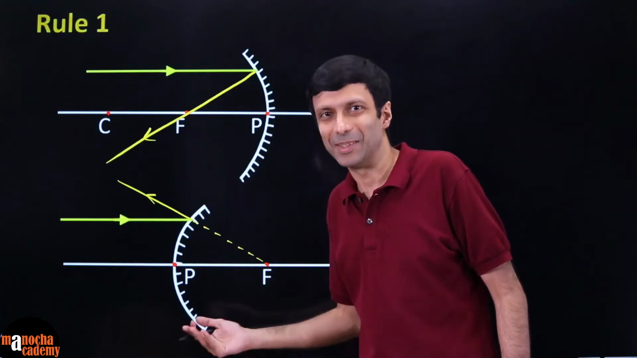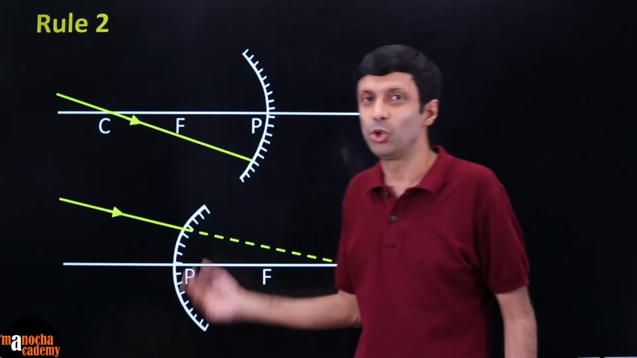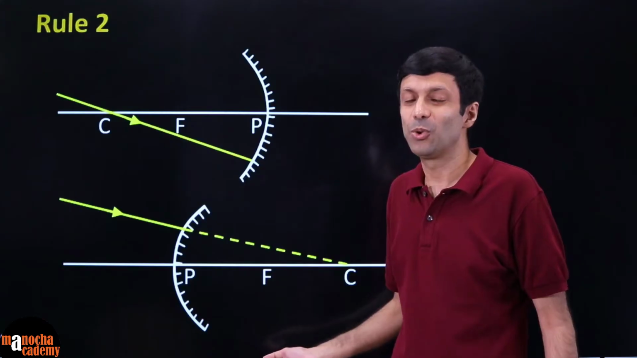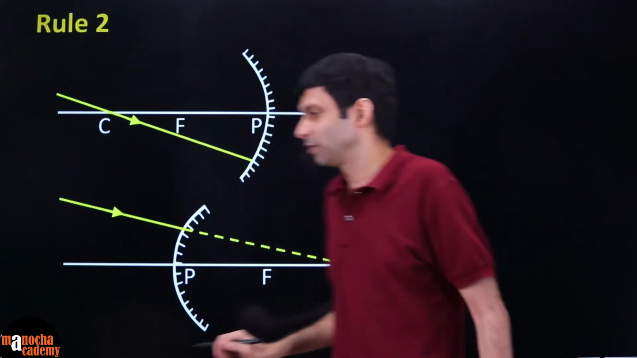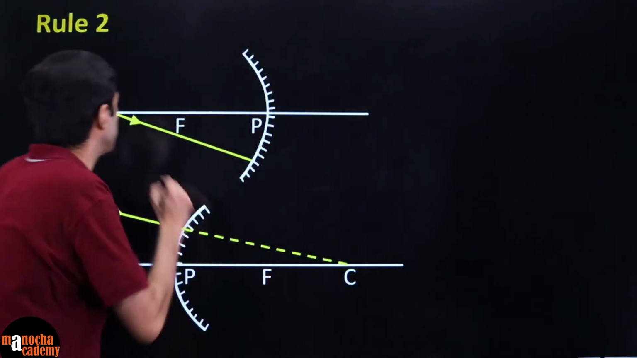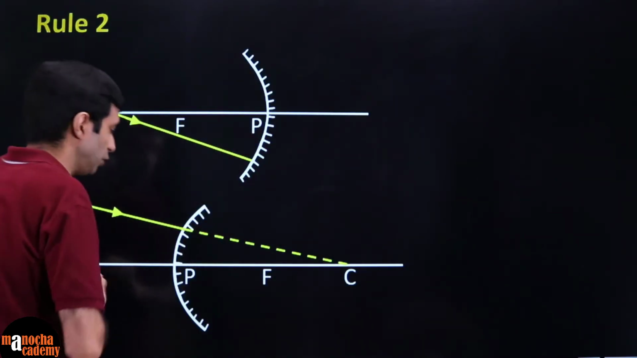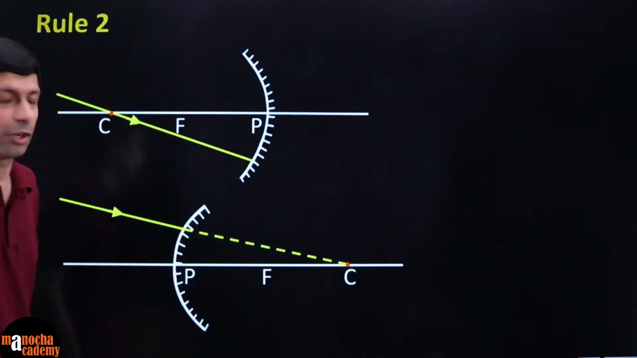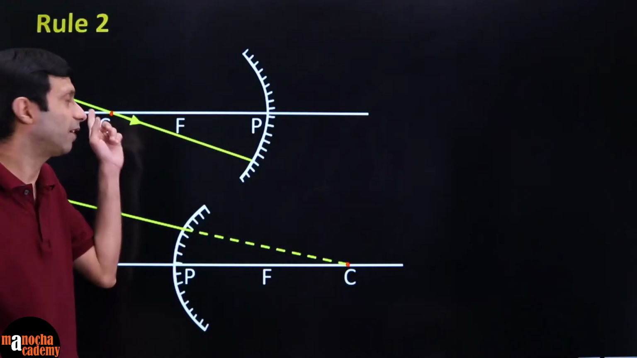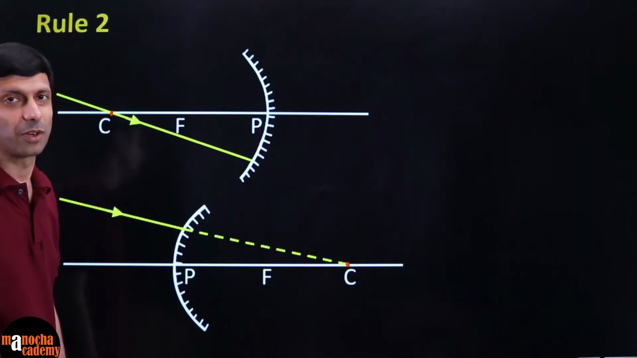So this was rule 1. Now let's look at rule 2. Rule 2 is a very interesting rule where the ray of light is passing through the center of curvature of the mirror. So there you can see that it is passing through the center of curvature C, or here it is going towards the center of curvature for a convex mirror. For a concave mirror, it actually goes through the center of curvature.